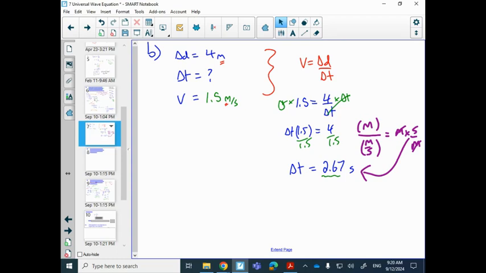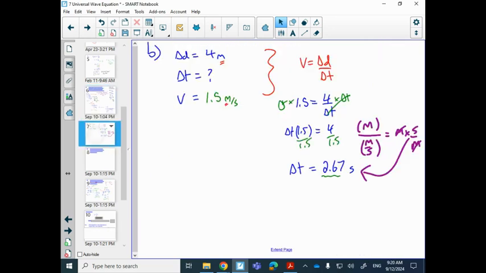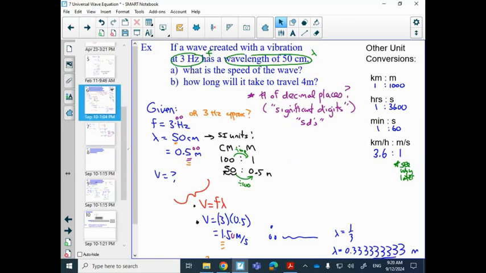In part B of this, it says how long will it take to travel 4 meters? I have this one just ready to go. You have to switch gears and not use the v equals f lambda equation anymore. Instead, you're just using a generic speed, distance, and time equation. So there's that delta that we talked about in the previous lesson, the change in position and the change in time, right? And so it's saying, how long will it take to go 4 meters?